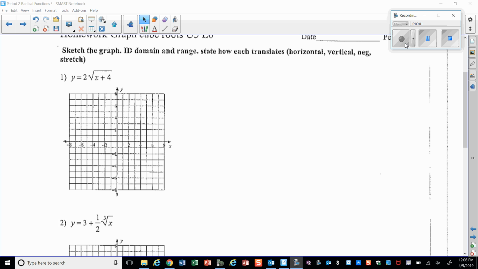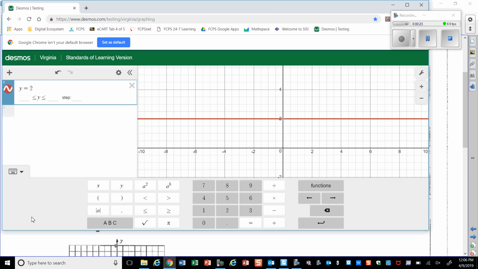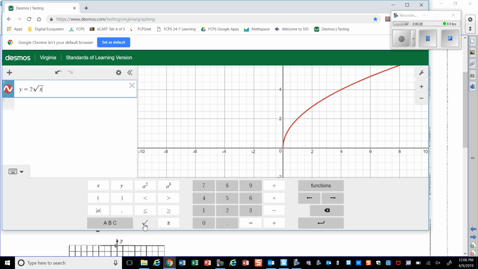And we're talking about looking at the graphs and identifying the domain, range, and translations. So the best thing to do is graph it on the calculator. So I'll go to Desmos and I'll put in that function. So I've got y equals 2 times the square root of x plus 4. And the plus 4 is under the radical.